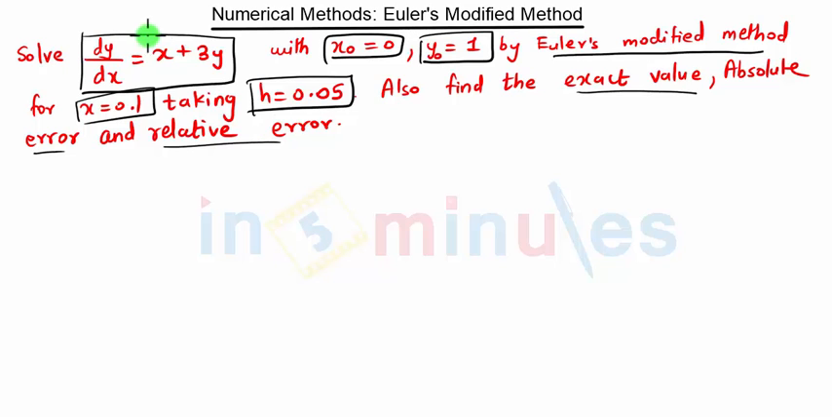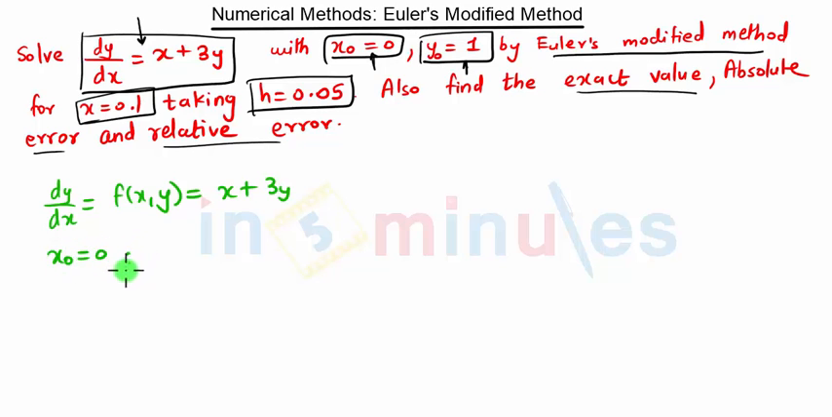So here we are given the linear differential equation. Here we are given the initial conditions. We have to solve this problem by using Euler's modified method to find the value of y at x equal to 0.1 and taking the interval as 0.05. So here we write the basic steps. dy by dx will be our f of x comma y, which will be x plus 3y. Then we have the initial condition, x of 0 is 0 and y of 0 is 1. Then we have to find the value of y at x equal to 0.1. Our interval given is 0.05.